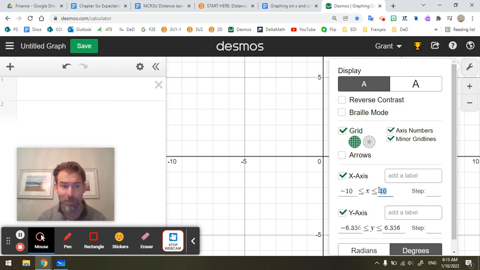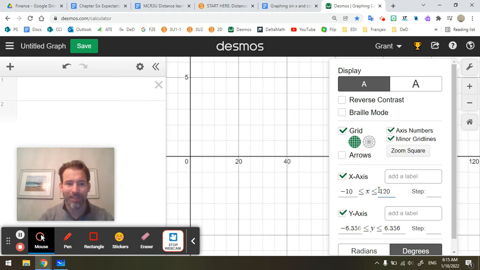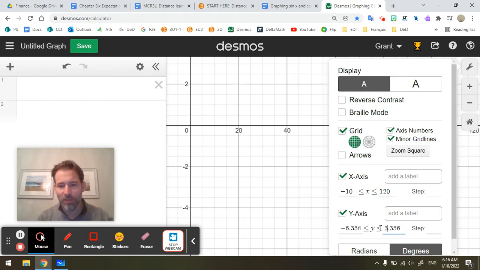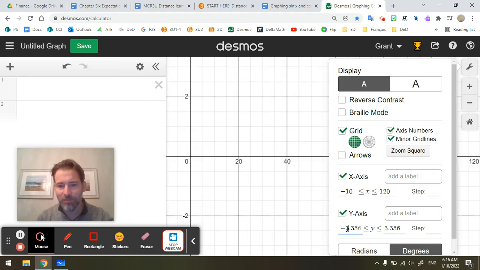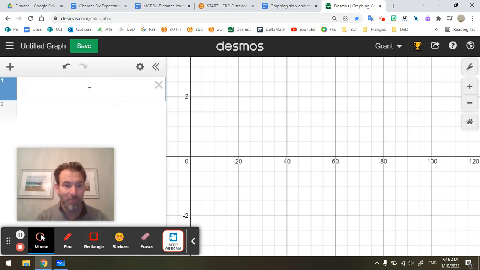And I want to see quite a few x units, so I want to see at least up to, let's say, 120. Let's see, 10 periods here. And then the y-axis is set just fine because there's no change to the amplitude, so I'm going to see an amplitude of 1. So I could even zoom in a little bit on the y. So let's do that. Let's put that at 3 and that at -3, and that'll be just fine. Now, type in your function.